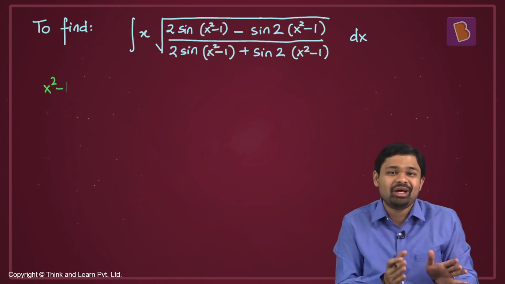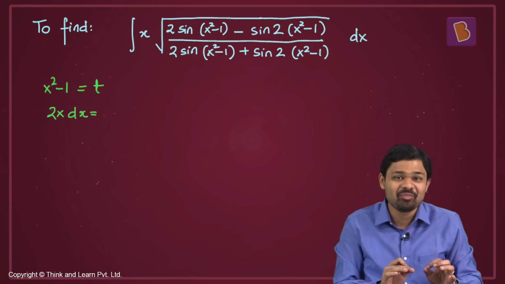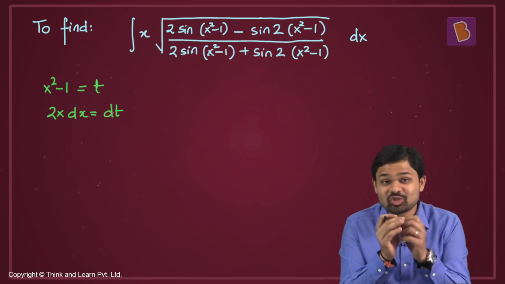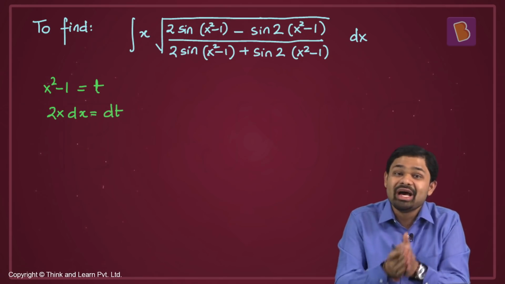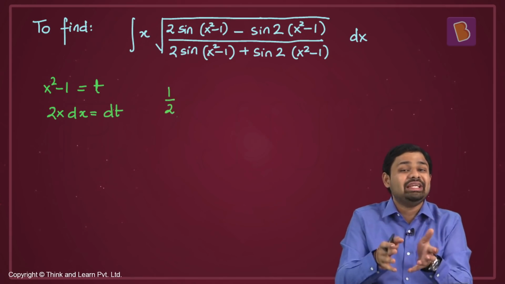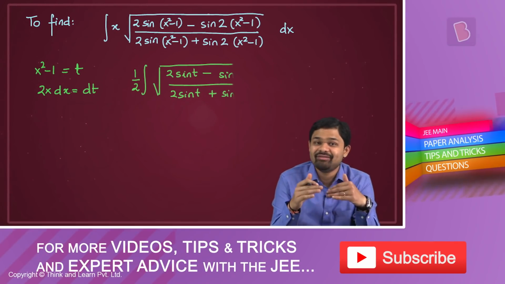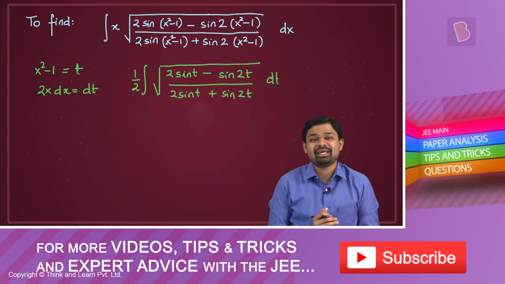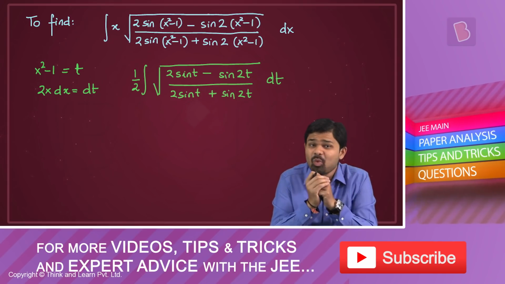So if x square minus 1 is my t, then x dx is nothing but 1/2 of dt. Now I'm going to make that substitution, and my integral will reduce to this form, which is 1/2 of the integral of the square root of (2 sine t minus sine 2t) divided by (2 sine t plus sine 2t) dt. Very simple conversion. Now what do I do?